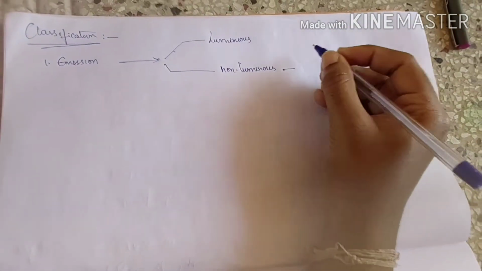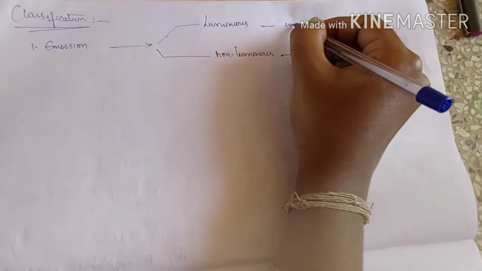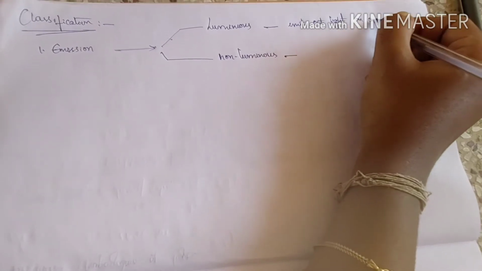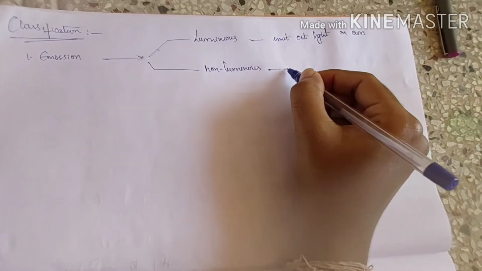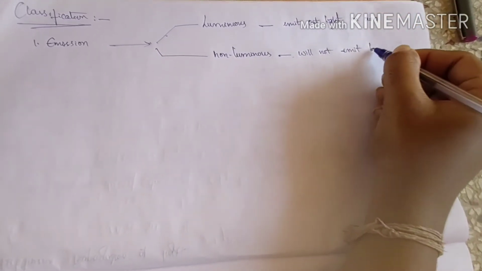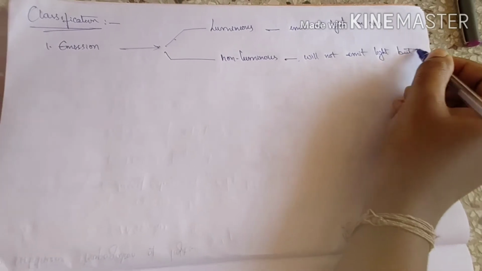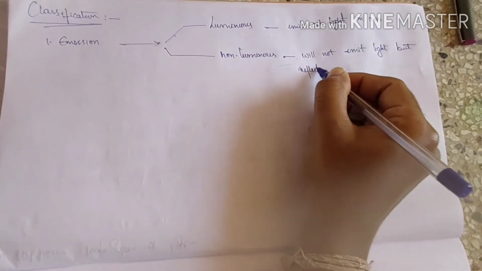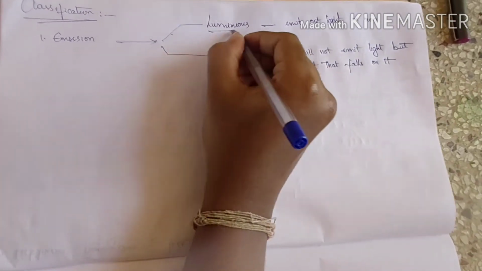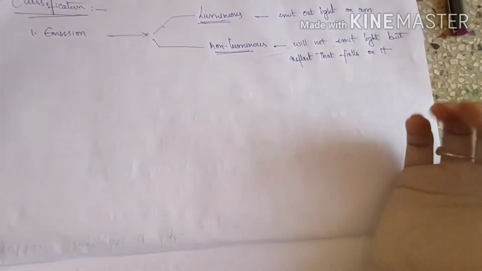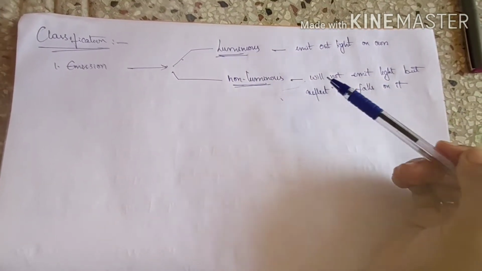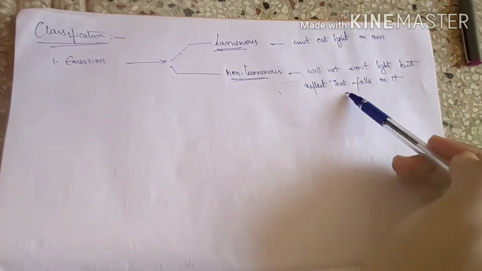Whereas non-luminous objects do not emit light on their own, but reflect the light that falls on them. So luminous means lighting, non-luminous means not lighting at all. Luminous objects emit light on their own, non-luminous objects will not emit light but reflect the light that falls on them.